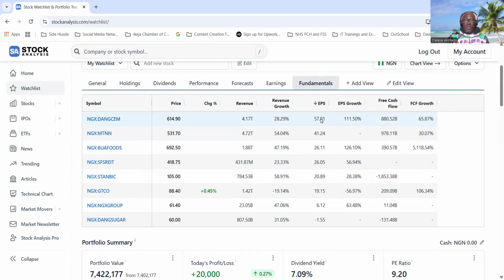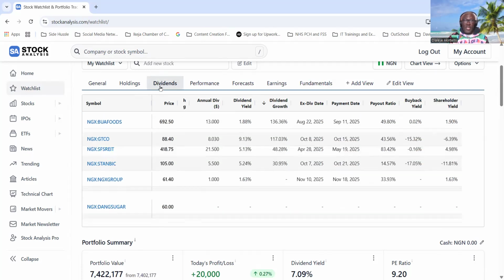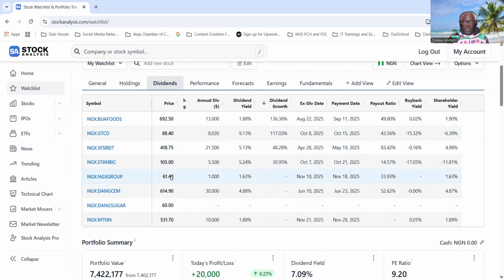Meanwhile, if you look at Dangote Cement, the earnings per share is 57 naira 1 kobo. And let's look at the dividend it paid. Okay, so Dangote paid a dividend of 30 naira, and the earnings per share is 57 naira 1 kobo, which means Dangote Cement paid more than 50% of its earnings per share as dividend per share.